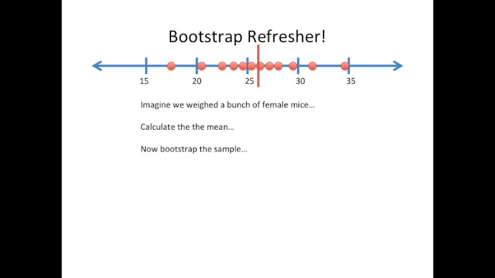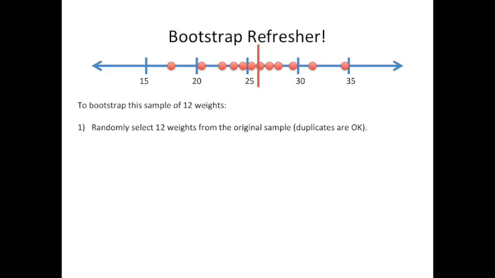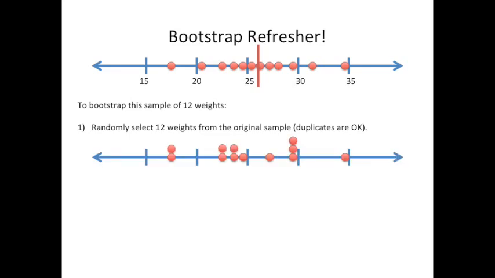Now that we've calculated the sample mean, we can bootstrap the sample. To bootstrap the sample, we randomly select 12 weights from the original sample, and duplicates are okay. Here's an example of a bootstrapped sample. We can see that this measurement on the far left was sampled twice in our bootstrap sample, and the measurement to its right wasn't included in our bootstrap sample. This is called sampling with replacement.